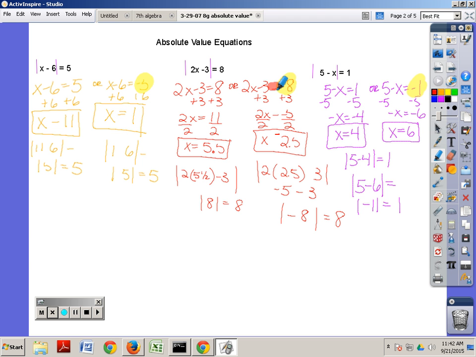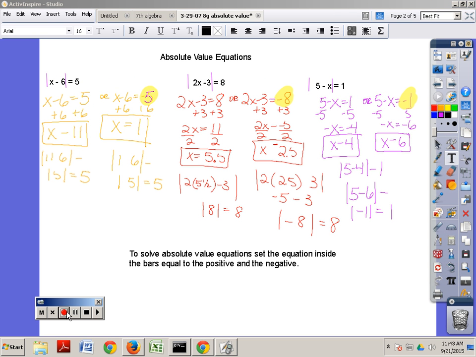It looks like I lost, oopsie, a couple of my bars here. That's an equals, that was a negative 5. So we have to set it equal to the positive and the negative. Set it equal to the positive and the negative. So let's add one more sentence to our notes as well. Make sure you have all of this in your notes.